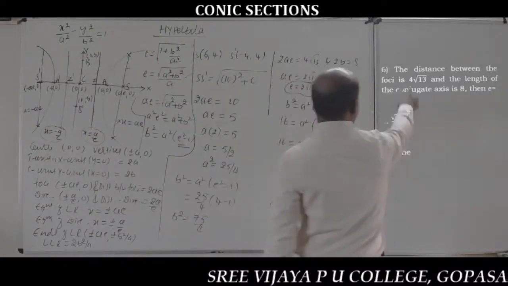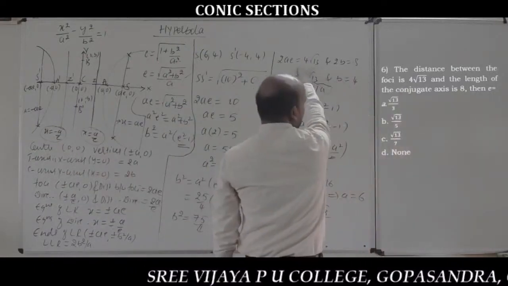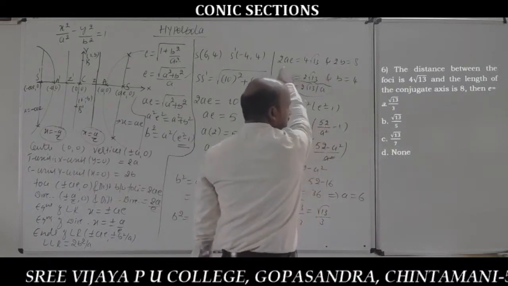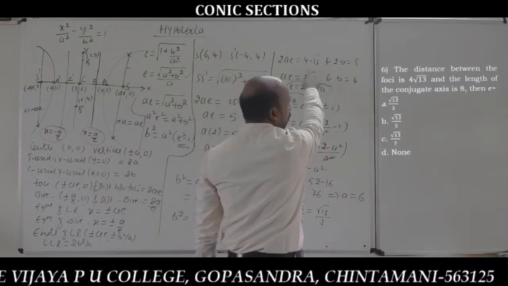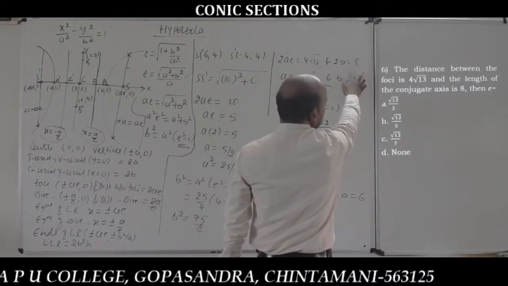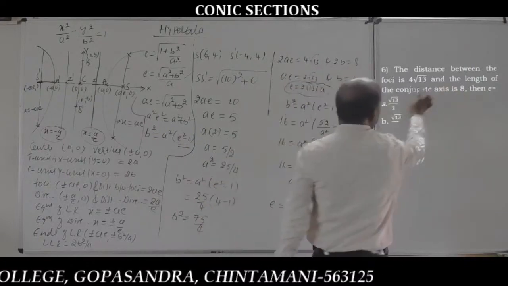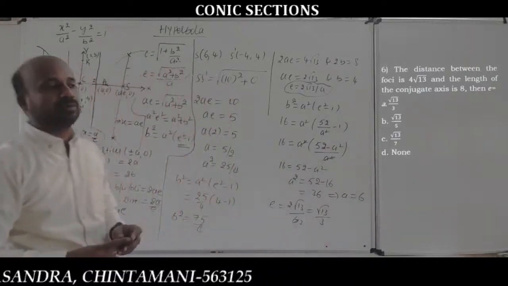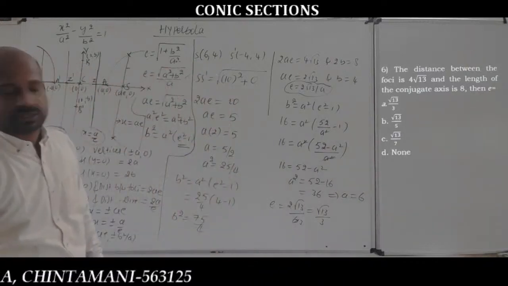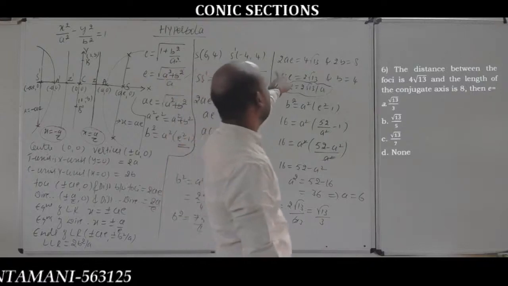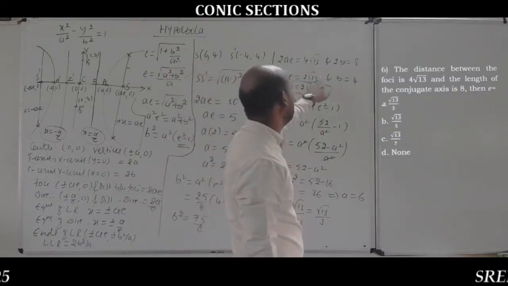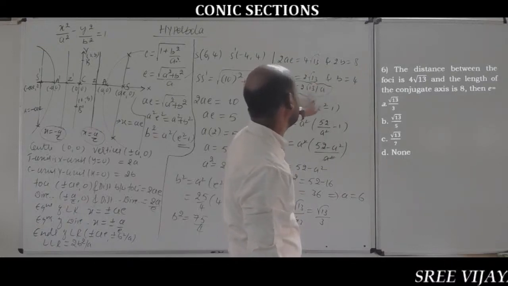Distance between the foci is 4 root 13 and the length of the conjugate axis is 2b. Okay, distance between the foci 2AE is 4 root 13 and the length of the conjugate axis is 8. So we must consider the standard form: x square by a square minus y square by b square equals 1. So a into e is, 2AE is 4 root 13, a into e is 2 root 13.